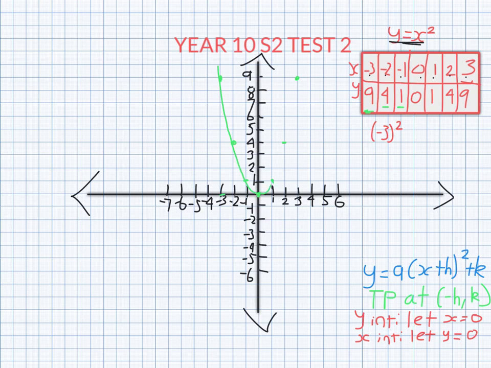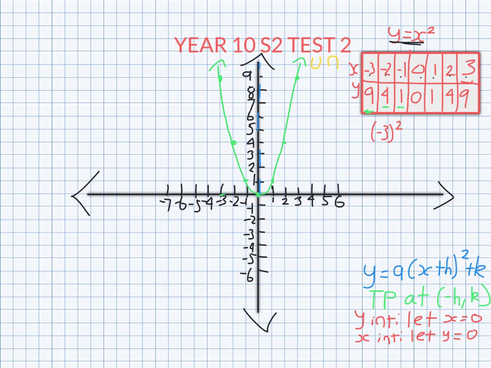So all parabolas have this kind of bowl shape. They're either going to be this shape, like a smiley face, or a frowny face. Of course, this one more resembles a smiley face. What else you might know is that this is symmetrical. It's symmetrical about this line. All parabolas have one of these, called an axis of symmetry.